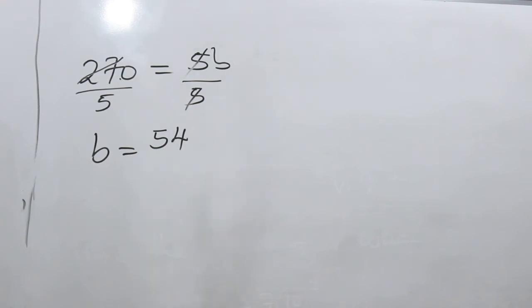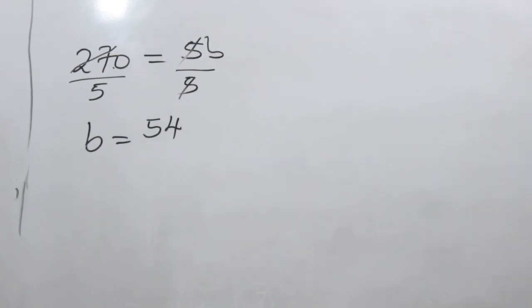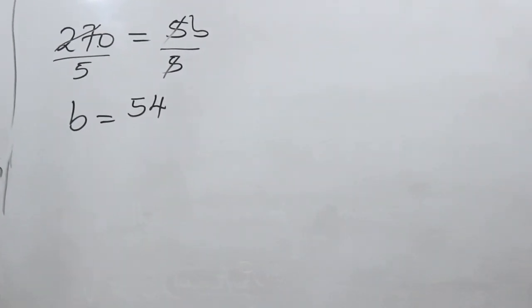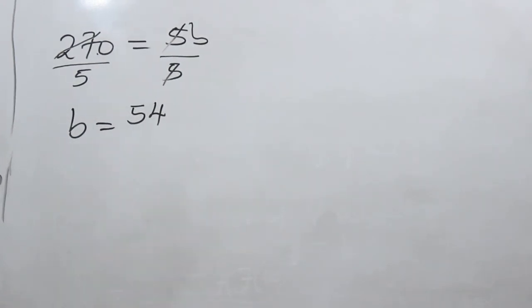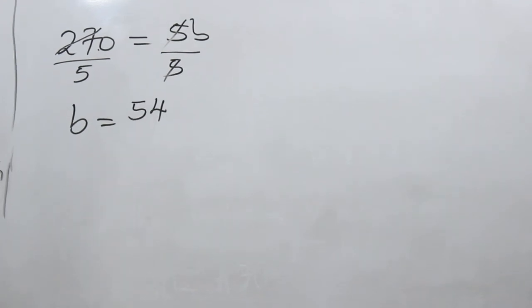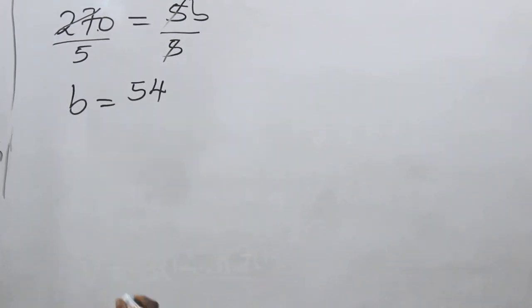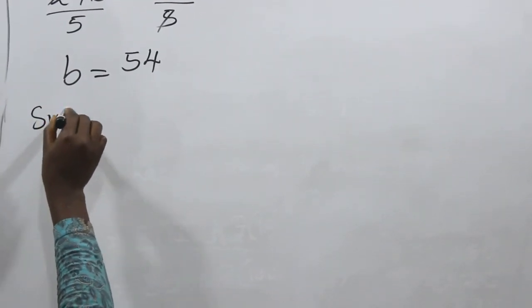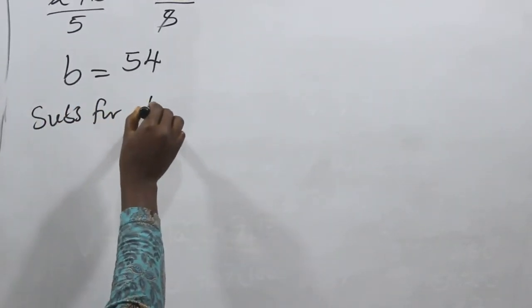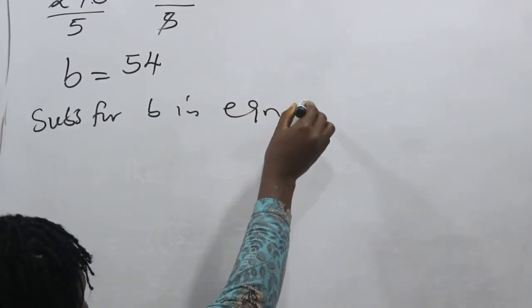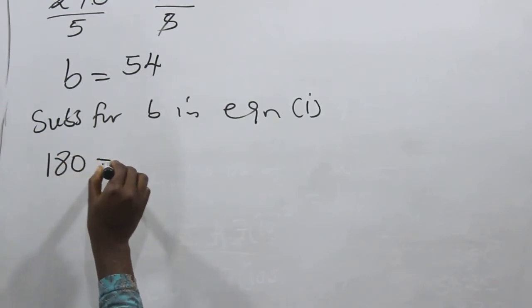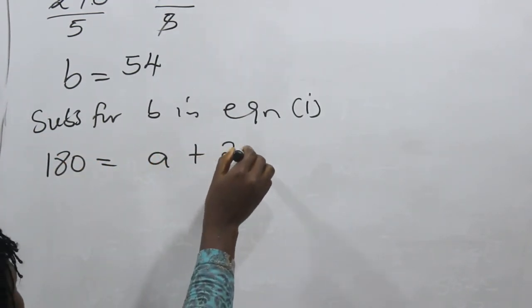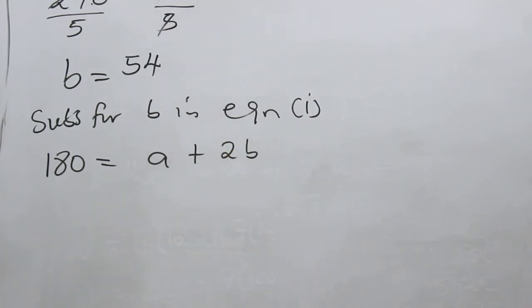Remember, we are using the elimination method. So in this case, you can substitute in any of the equations, either equation 1 or equation 2. So, which one do we use? Let's use 1. You can try equation 2 to see whether you get the same answer. So in equation 1, let's substitute for B. So our equation 1 is 180 equals A plus 2B. Now our B is 54.